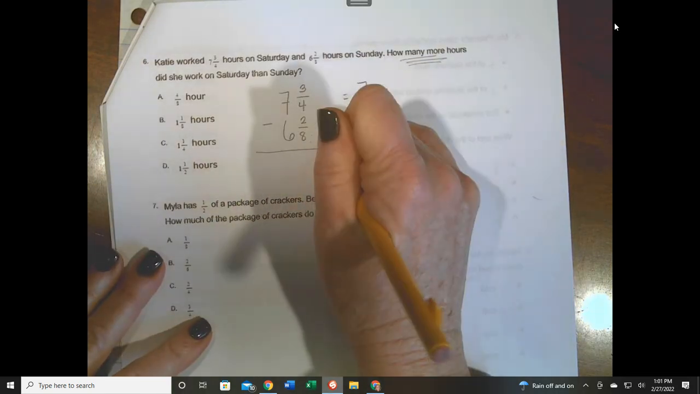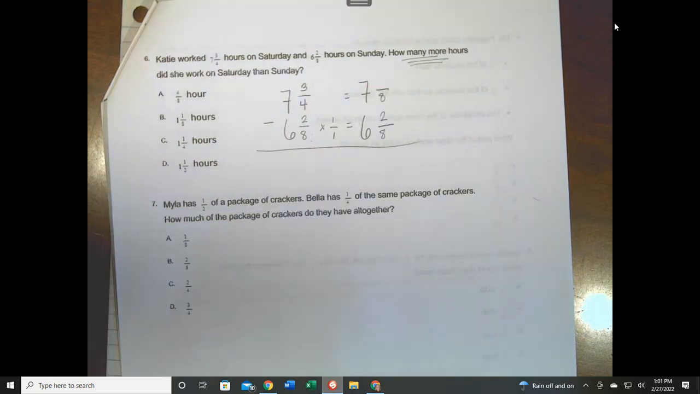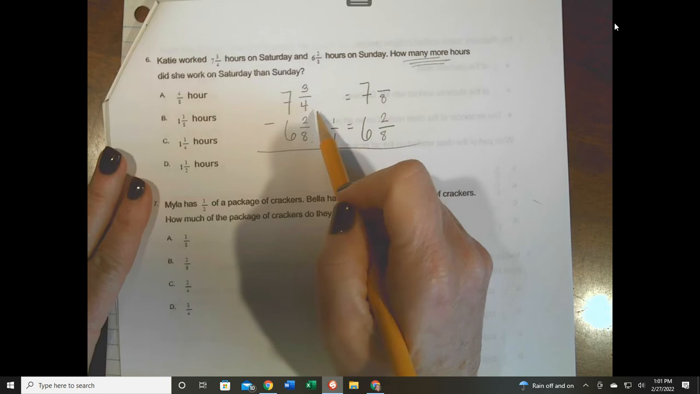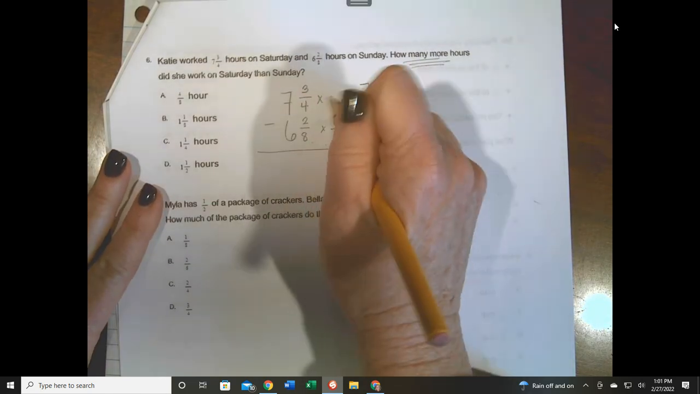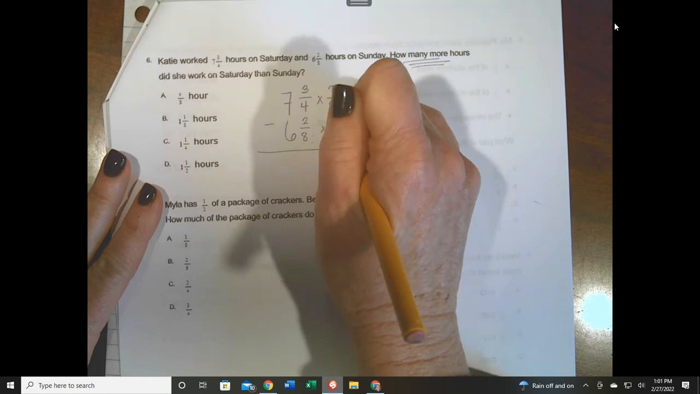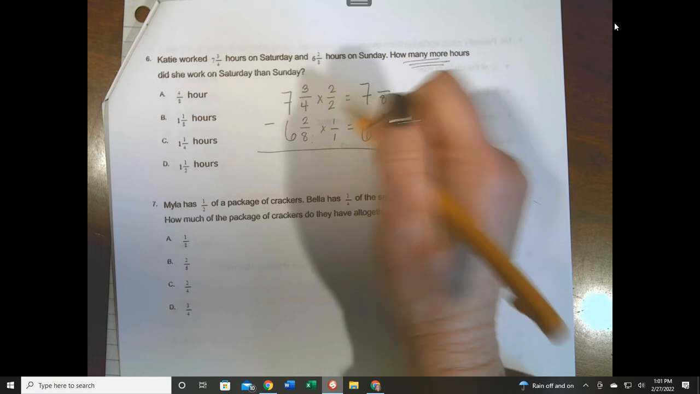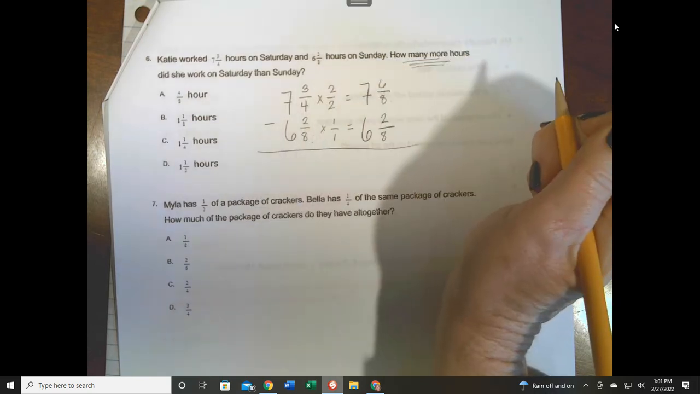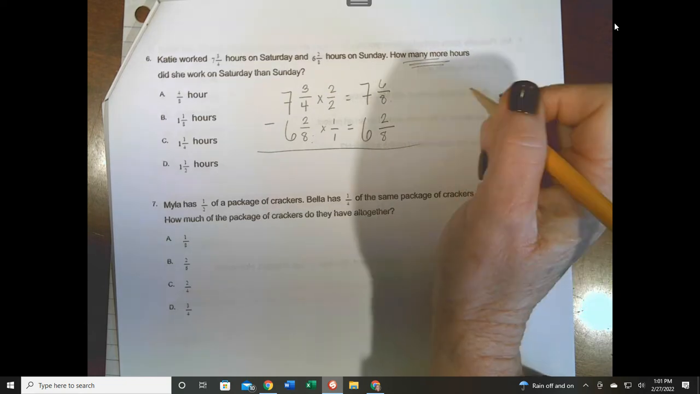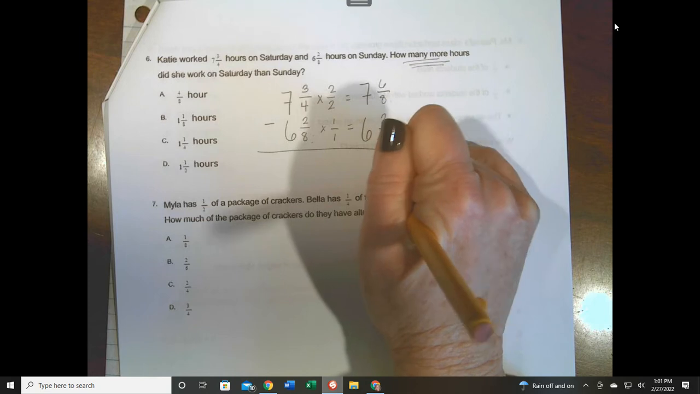Looking at the denominators, we would be multiplying or scaling up by 1 over 1, so that gives us the same fraction. Looking at the top fraction denominator, 4 times 2 is how we get 8. So we multiply denominator and numerator by 2. Scaling up 7 3/4 by 2/2, we get the equivalent fraction 7 6/8. We're going to subtract. 6/8 minus 2/8 gives us 4/8. Whole number, 7 minus 6 gives us 1.